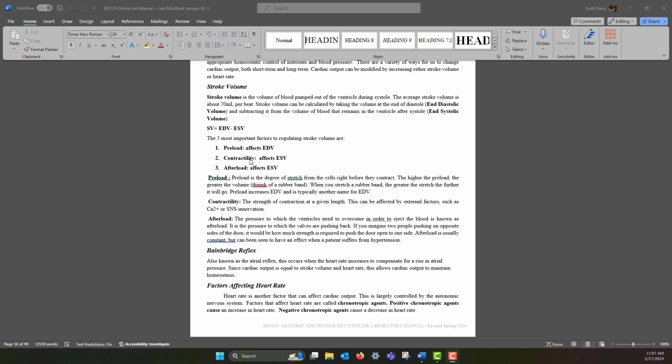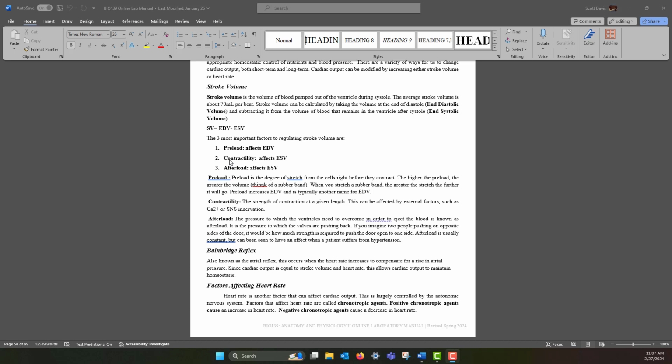Next, contractility. Contractility is the strength of a contraction at a single given length or degree of stretch.